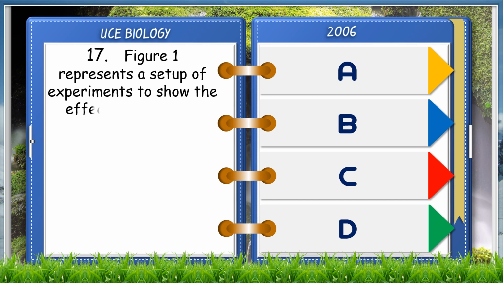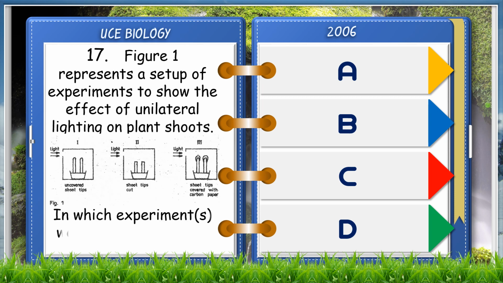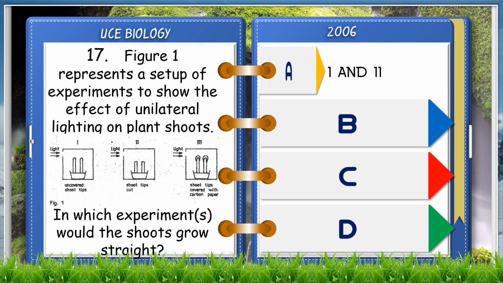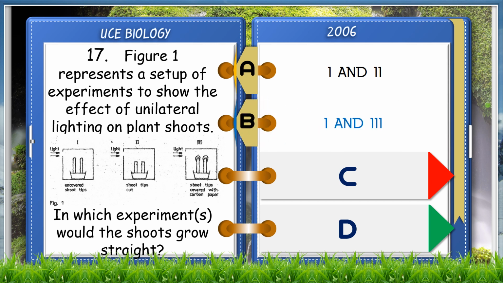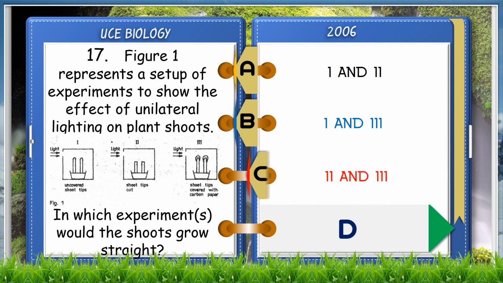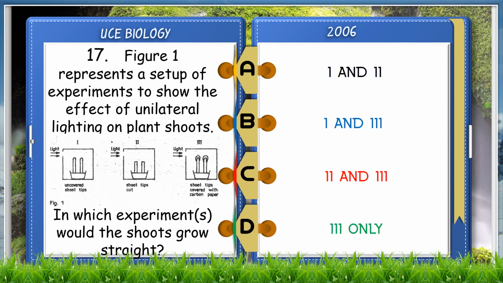Figure 1 represents a setup of experiments to show the effect of unilateral lighting on plant shoots. In which experiments would the shoots grow straight? A. 1 and 2. B. 1 and 3. C. 2 and 3. D. 3 only. The answer is D. 3 only.